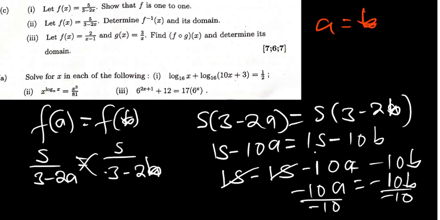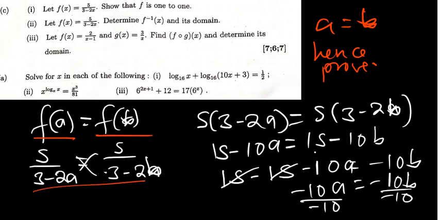So hence proved. So in short, the first statement, you say that for a function to be considered to be 1 to 1, f of a has to be equal to f of b. That is the first point. Then you start now solving all these stuffs. So you're going to say that since f of a is equal to f of b, then this function is 1 to 1.